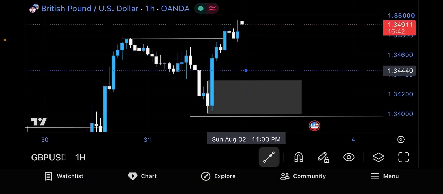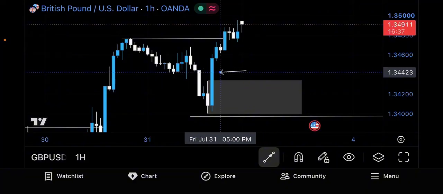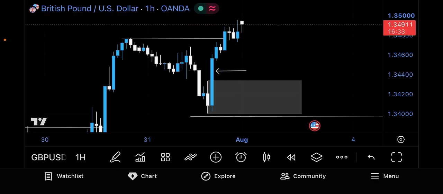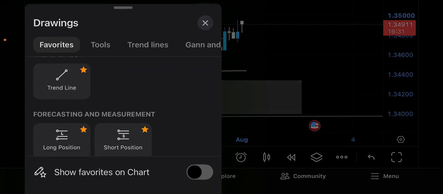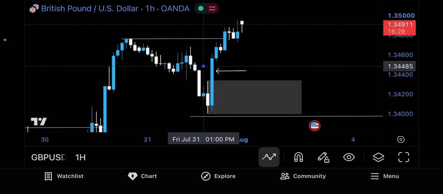This demand level is very strong. Why? Because there is an imbalance at this point. Now this is the imbalance I'm expecting price to be, not a continuation. Now when price comes into this level, we know how we do it.